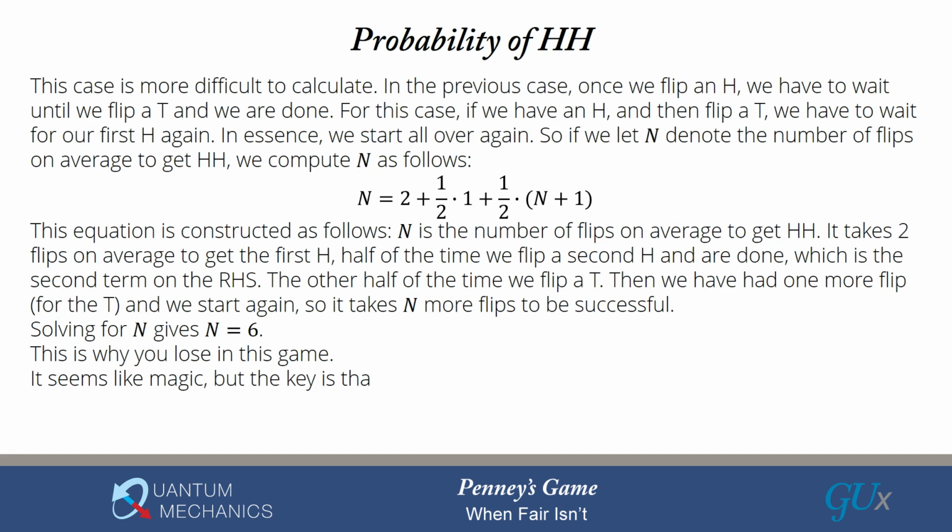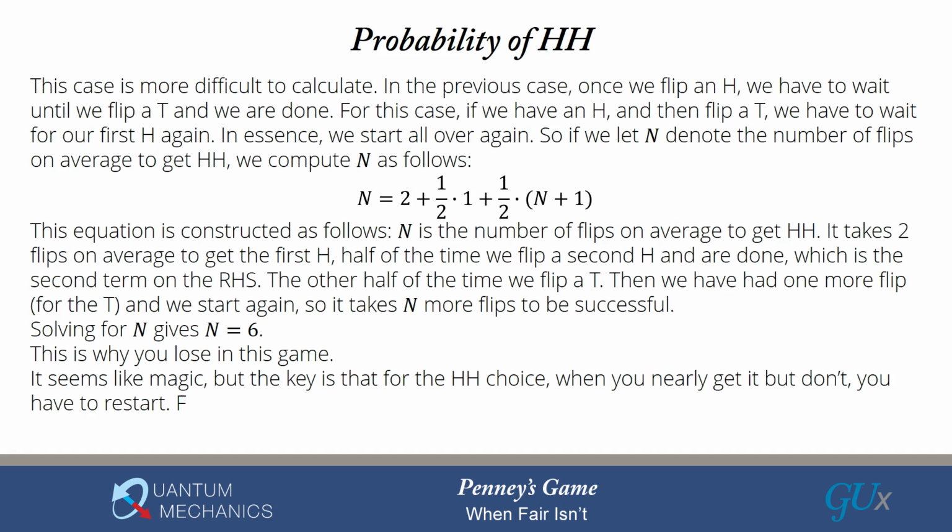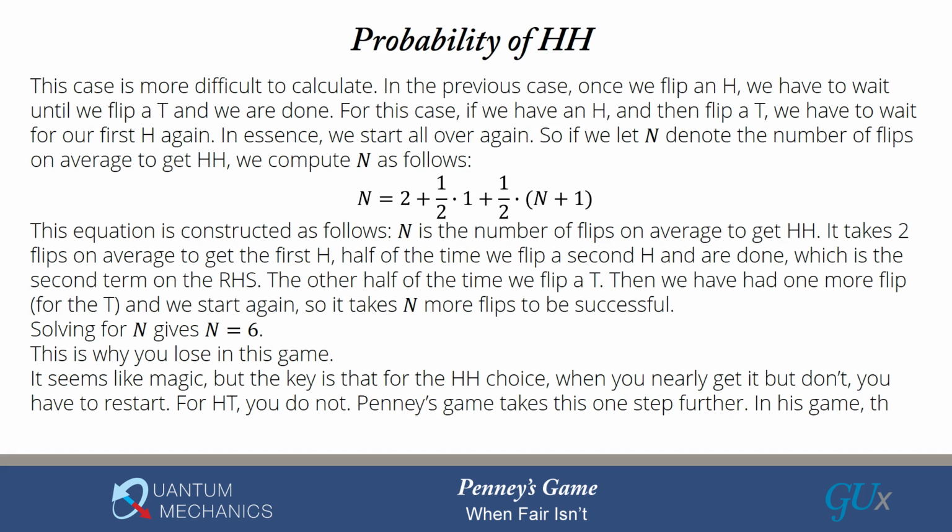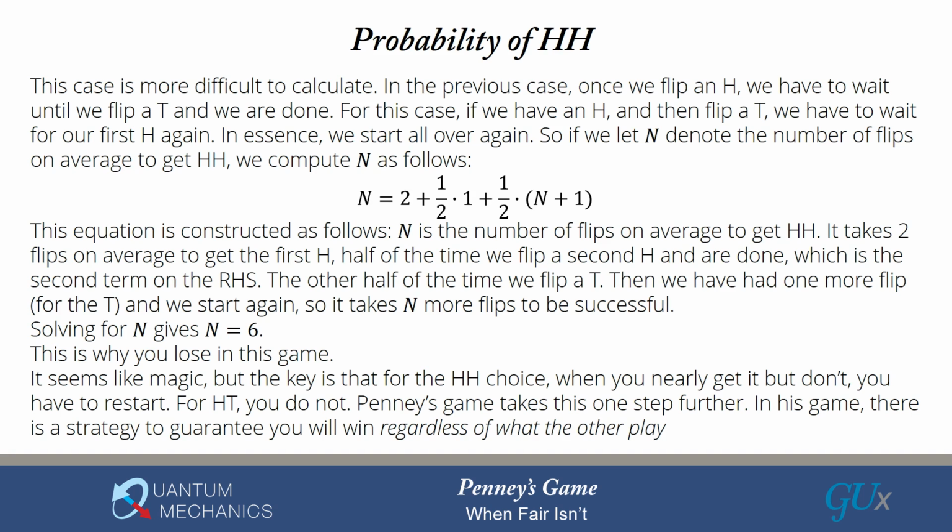It seems to me, when I look at this, to be magic, but the key is that for the heads-heads choice, when you nearly get it but don't, you have to restart from the beginning. You lose that first heads that you had. Whereas for heads-tails, if you don't get it on a particular flip after heads has appeared, you just wait, because eventually you'll get it. You don't have to restart from the beginning again.